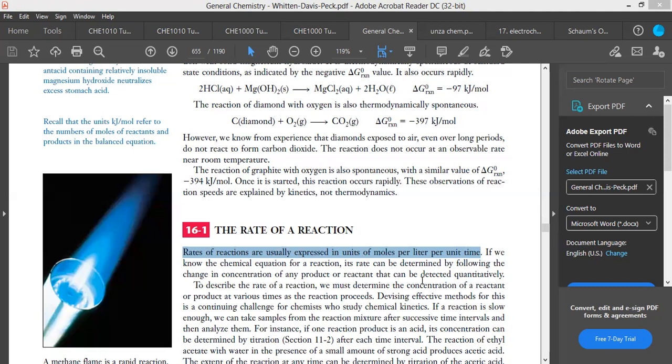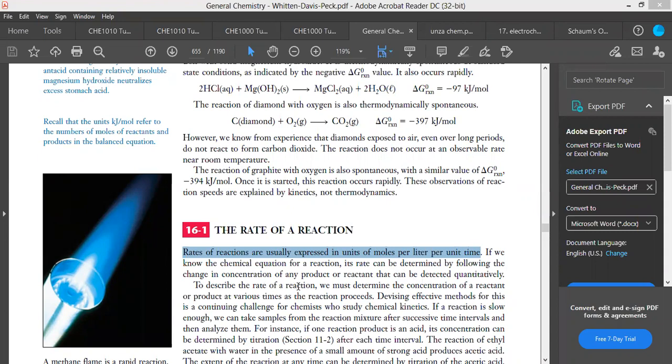Okay, you have this concentration at this particular time, then you have another concentration at another given time. So in this given time, how much has changed? At what rate is this happening? So that is how we measure the rate when it is being calculated.